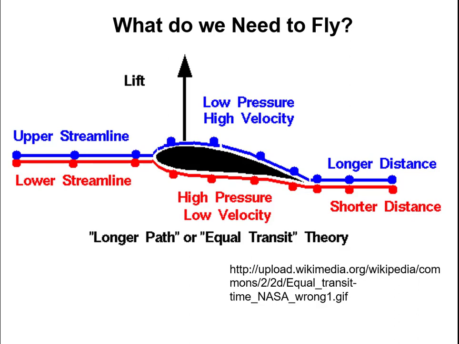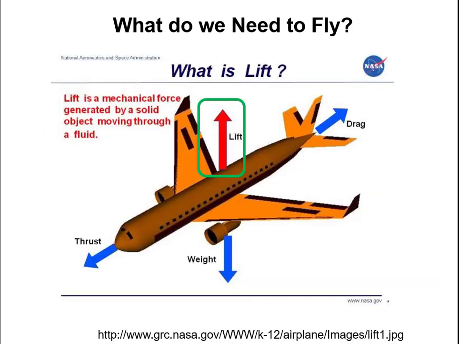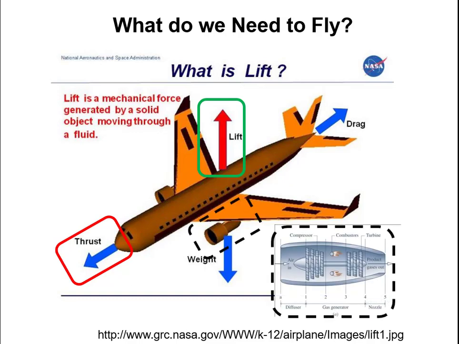So we get lift when we have a wing that's moving through air. Now, what happens is we create high pressure beneath the wing and low pressure above the wing, and that pushes a plane up in the air and gives us lift. But in order to get that lift, the wing has to be moving through the air. So in order to generate lift, we need thrust. And from a thermodynamic perspective, we get that thrust from a jet engine.